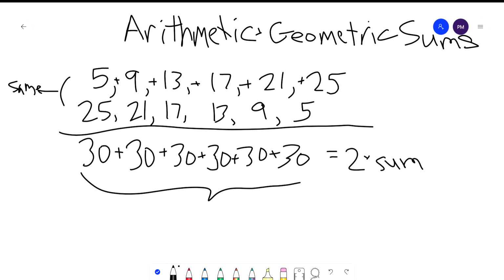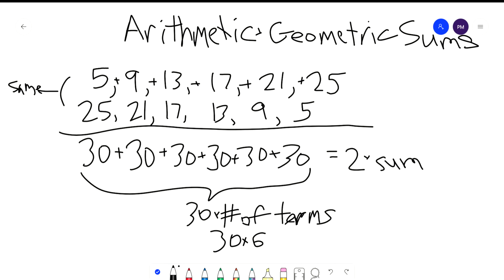And so now we can find an explicit formula since all of these terms are 30. So it's 30 times however many terms were in the original sequence. So it's 30 times the number of terms. And in this case, there are 6 terms. So this is 30 times 6. So if you want to find not 2 times the sum, but the single sum, then you just have to divide by 2. So the sum would be 30 times 6 divided by 2.